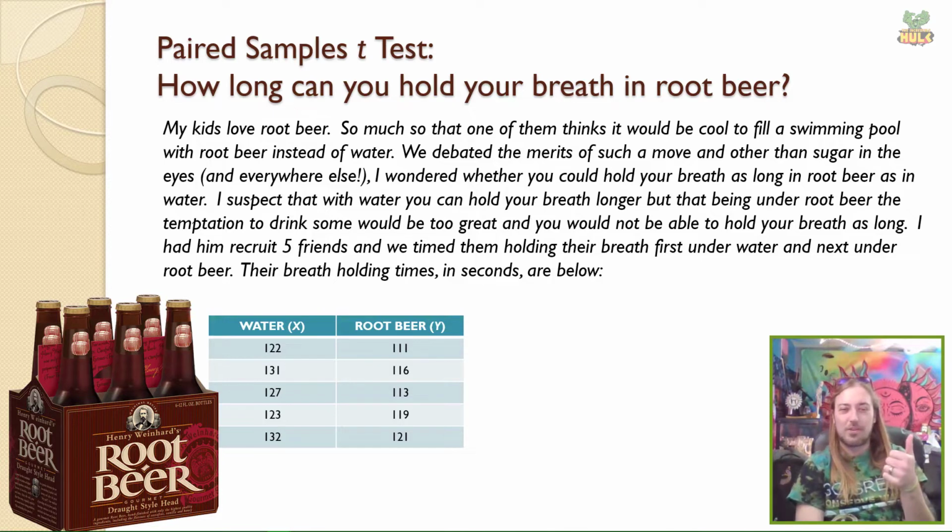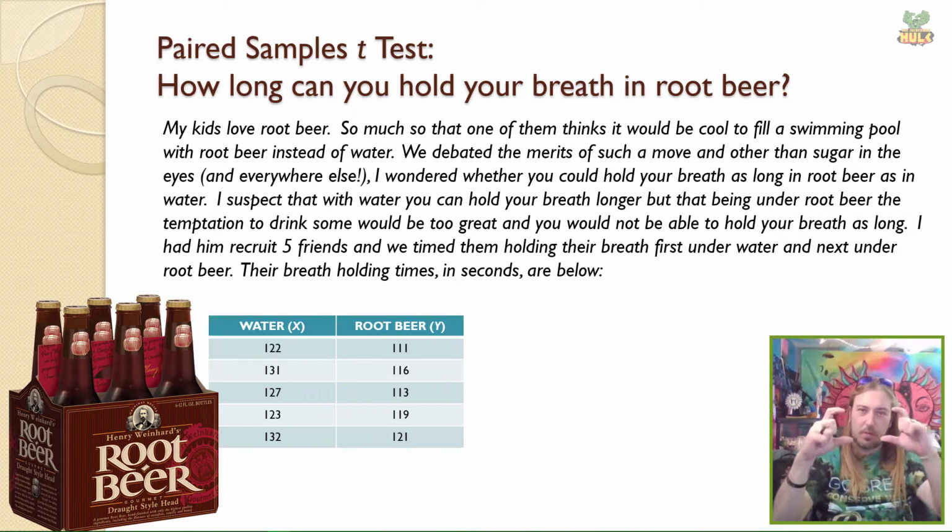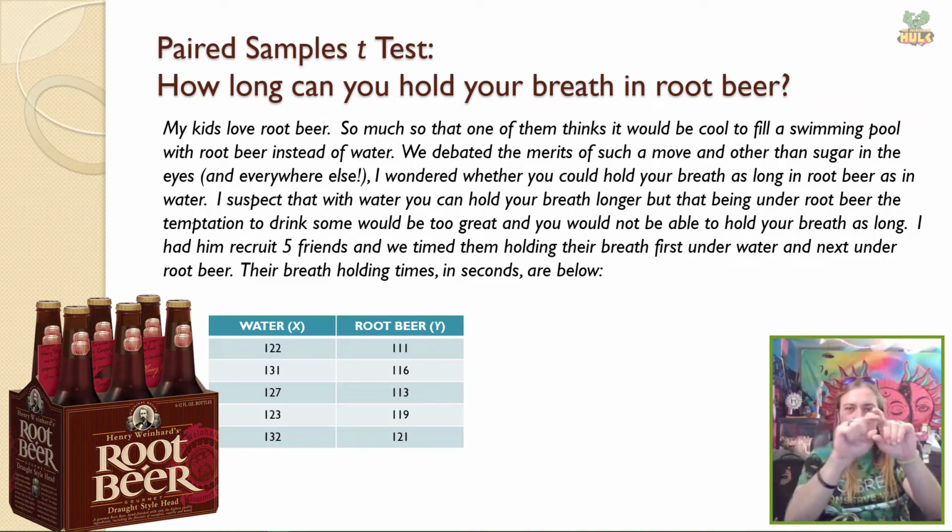First person, 122, 131, 127, 123, 132. Okay, so those are our 5 participants. That first person, although they were 122 in water, they were 111 in root beer, right? And so there's a purpose for why those 2 are paired up right there. That is the same individual along that row. The next participant was 131 and 116, and then 127, 113, and so on and so forth.